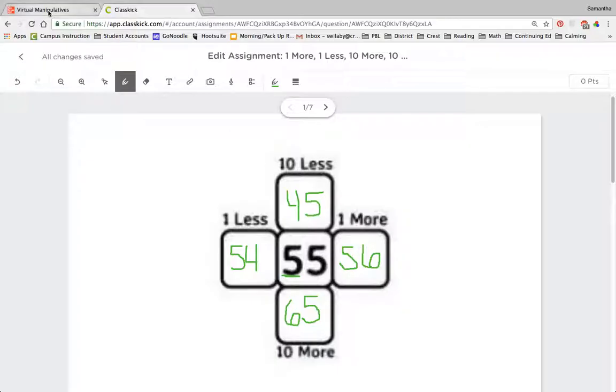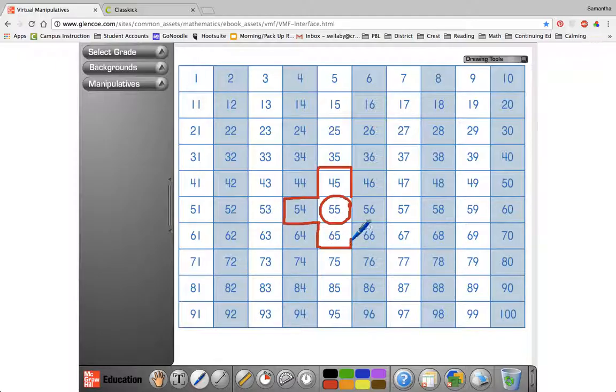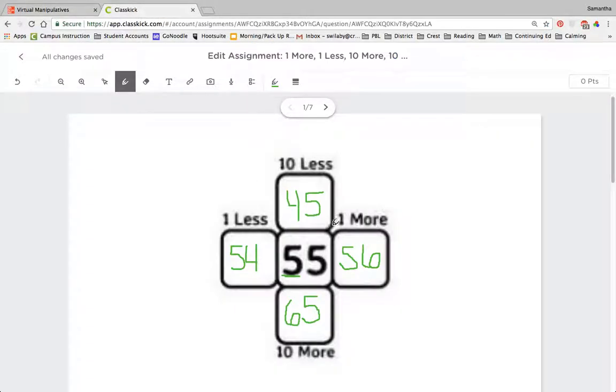I can look on the hundreds chart and double check myself. So I'll find 55 right here. Then I can see as my plus goes around, I should be able to double check myself that these numbers are the same as these numbers. And they are. Let's try one more together this way.